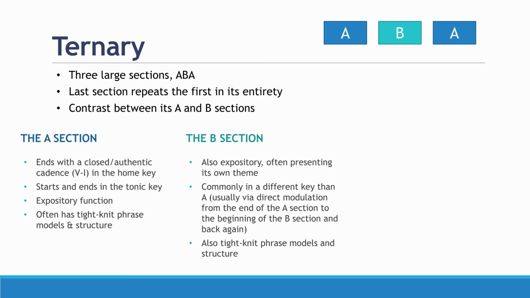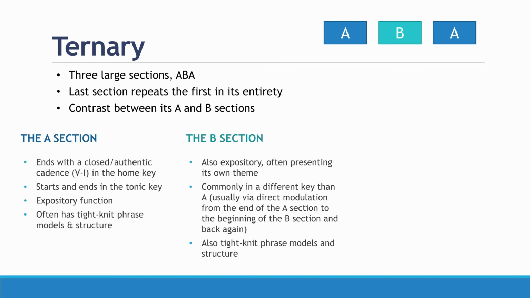In ternary B sections, what's different here is that they're not developmental in the same kind of way that we saw with something like rounded binary. B sections in ternary are also expository. They present their own new theme. They are commonly in a different key than A, but this is usually via direct modulation rather than a pivot modulation. So typically direct modulation from the end of the A section to the beginning of the B section, and then back again at the ending of B.